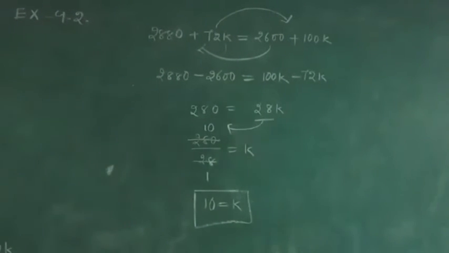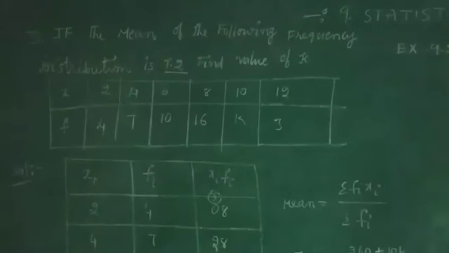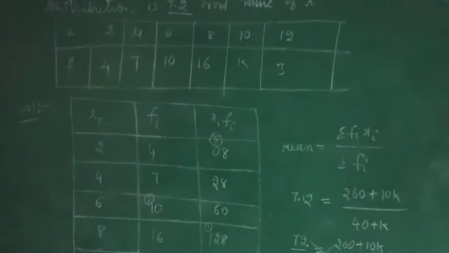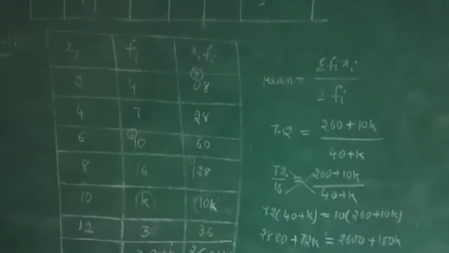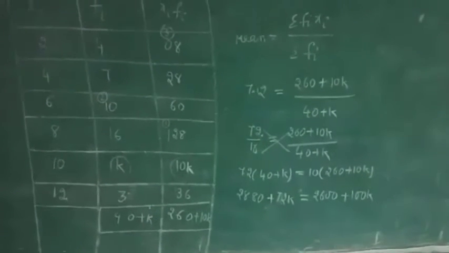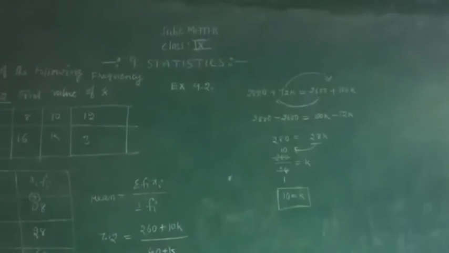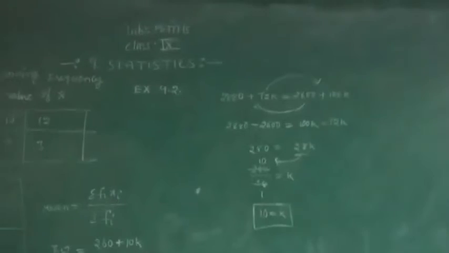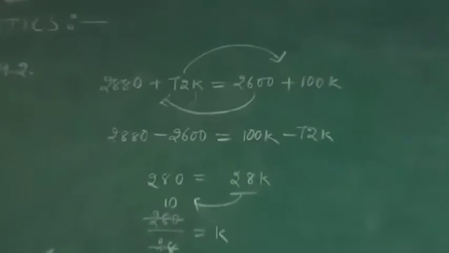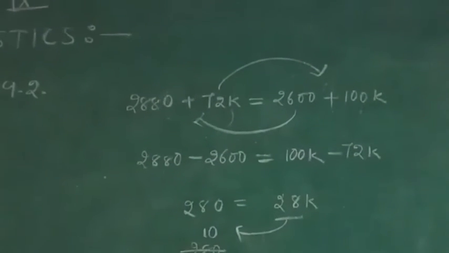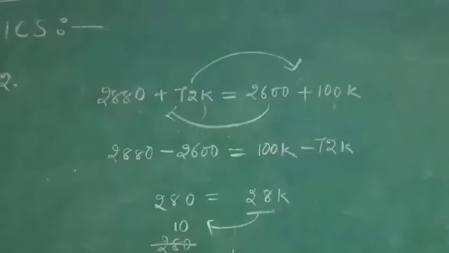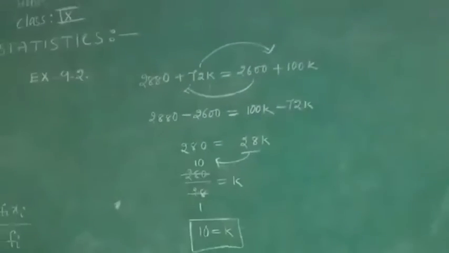It is very important that you concentrate on this problem clearly. This is the question, and you might understand that. So concentrate on it clearly. Here I have written clearly: 2880 plus 72k is equal to 2000.